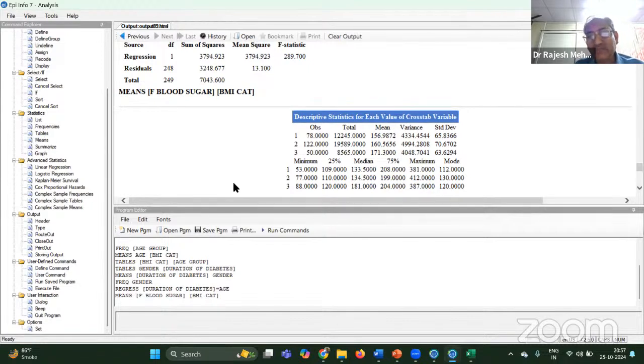Any other question? I hope if you understand your file properly, you will be able to use the commands tables, means, and frequency. So any question?